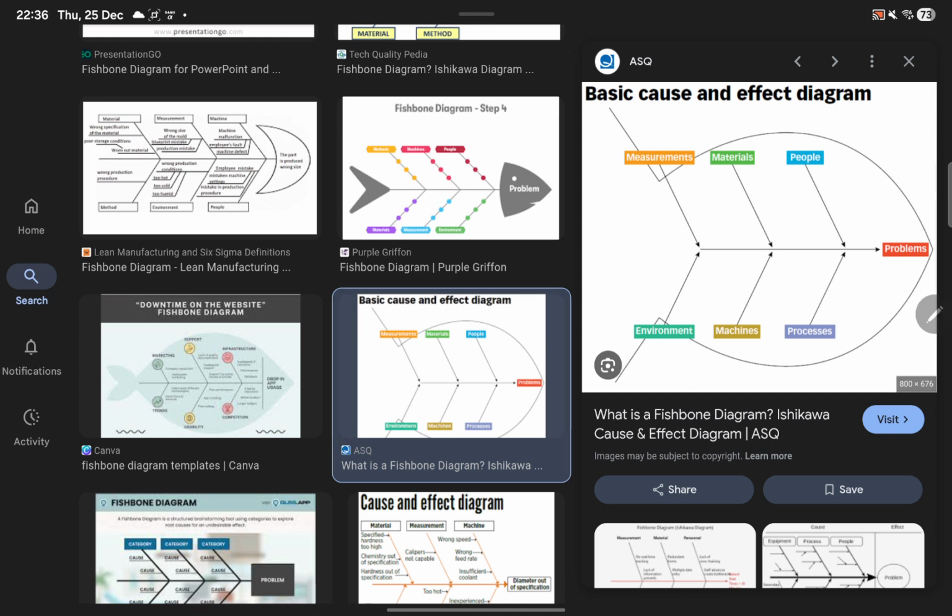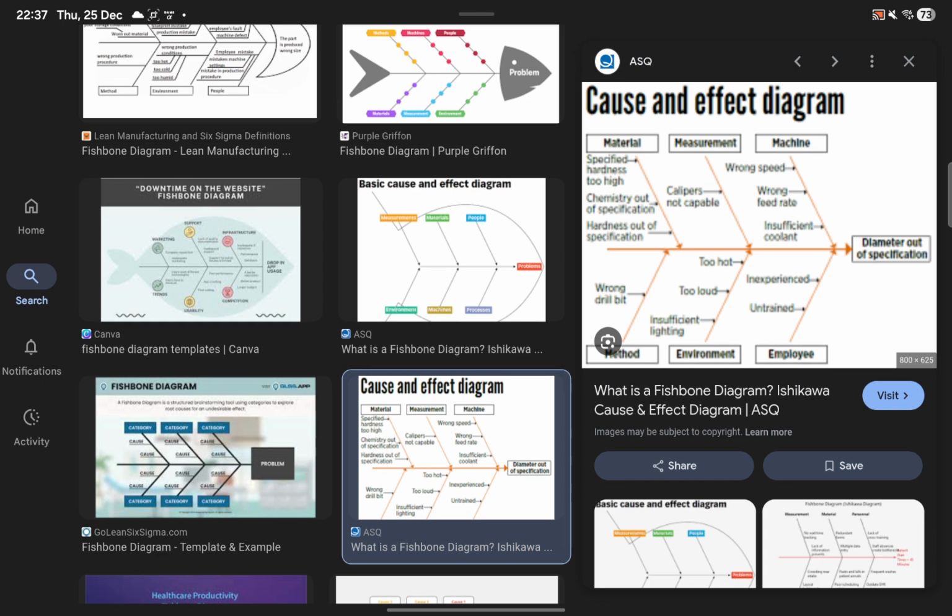So this is a basic cause and effect diagram. This is a fishbone diagram. You can see measurements, where the arrow goes a bit deeper. Then environment, machines and processes. Then measurements, materials and people. This all leads further to the problem. So this is how you can get to the solution. You can see here also.